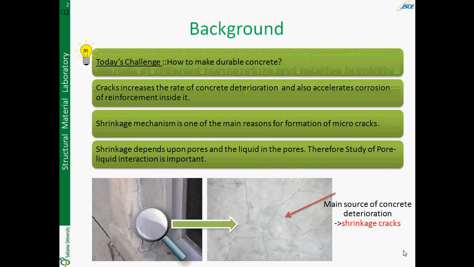Today's challenge is to find out ways to make more durable concrete, not only high-strength concrete. Cracking, even micro-cracking of concrete is the main reason for rapid deterioration. This deteriorates the concrete by allowing gas and moisture movement. This also accelerates the corrosion of steel. Shrinkage is one of the factors causing cracking of concrete and causing durability issues. In this study, we tried to study shrinkage mechanism by observing pore-liquid interaction.